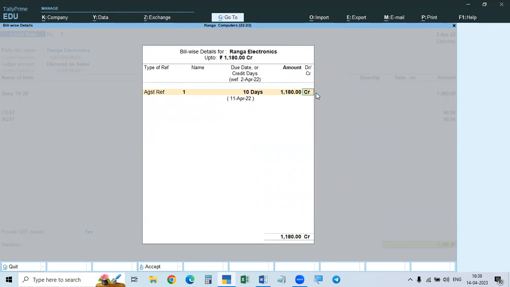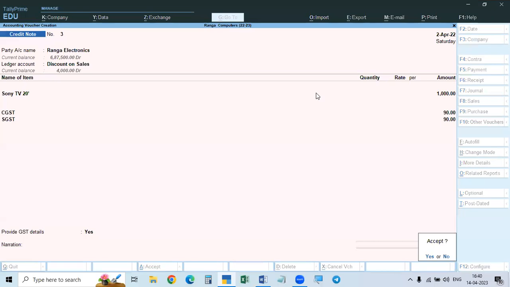In the case of sales, the seller will issue a credit note every time. In the case of a debit note, it will show differently. In the case of the buyer, that is the purchaser, he will issue a debit note every time. In the case of a credit note, it will show credit. For a credit note, you have to enter credit. So this is one.